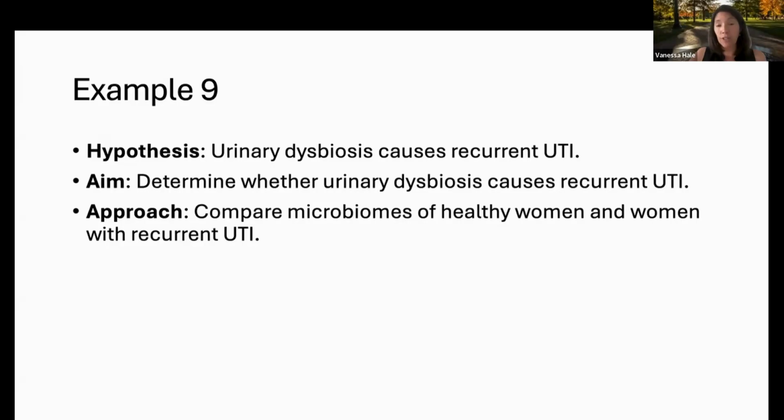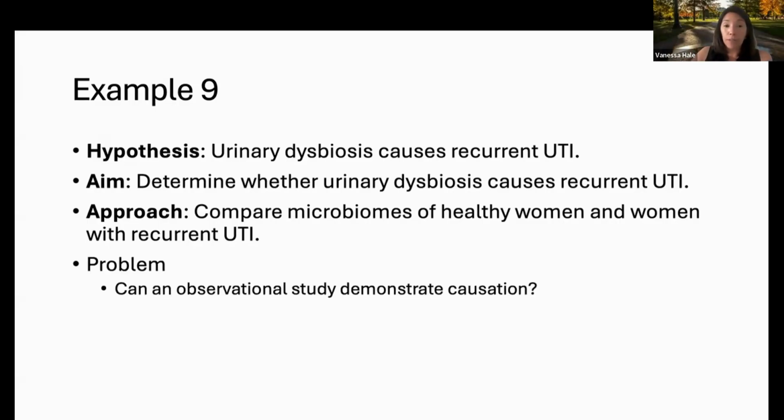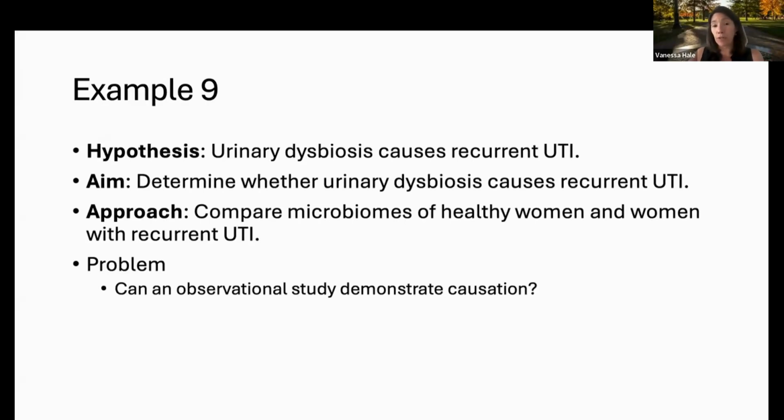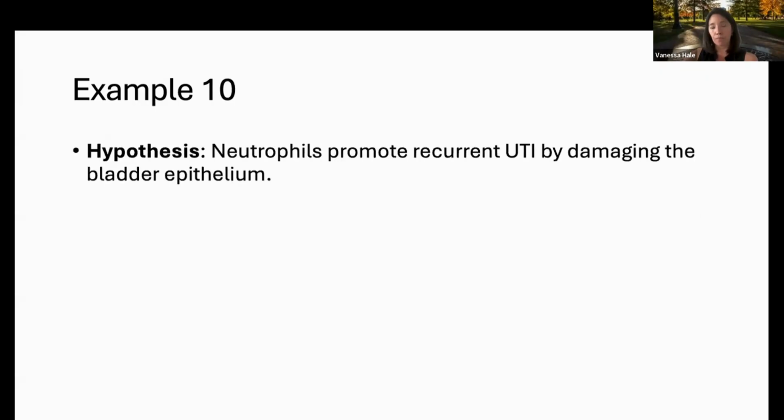So correlation doesn't necessarily equal causation. So let's say healthy women and women with recurrent urinary tract infections do have different microbiomes. That may or may not be what is causing recurrent urinary tract infections. They may just have different microbiomes perhaps due to the disease. So the problem is, can this observational study demonstrate causation? And the answer is no, it can't demonstrate it. So it can't make that direct connection with just this approach. So again, this aim is now part of a bigger picture.